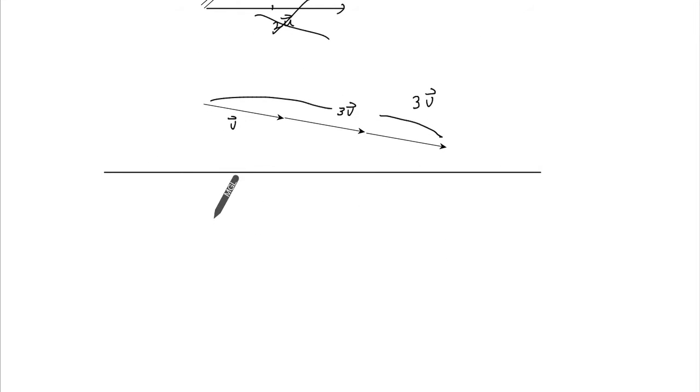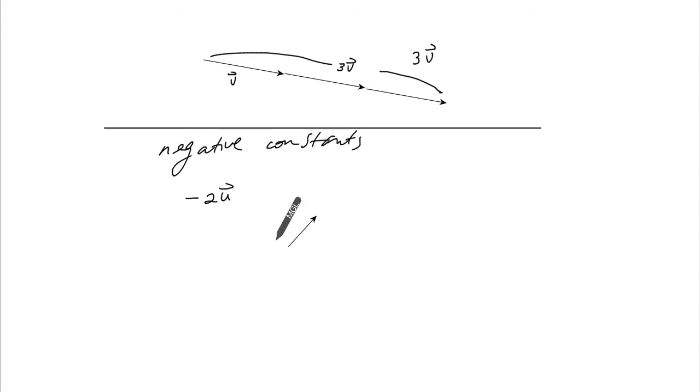One thing you have to be careful of is negative constants. So what does minus 2u mean if, for example, this was u? Not only does it increase the size by twice as long, so let's say that's exactly twice as long and it's parallel, that will be just 2u, but minus will change the direction to the opposite. Okay, exactly the opposite. So this will be minus 2u if this was u.